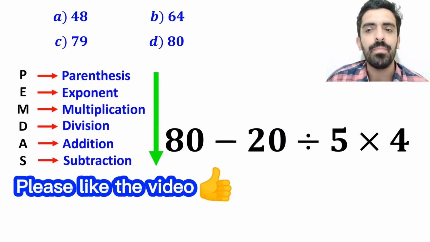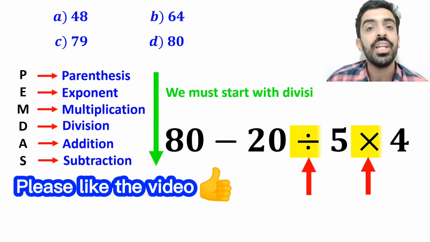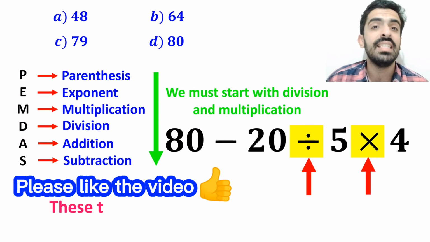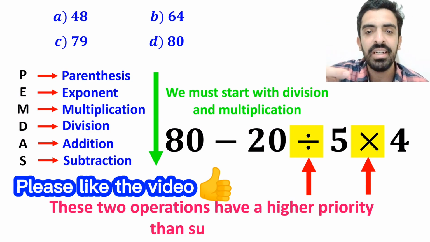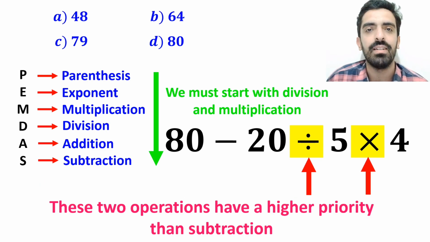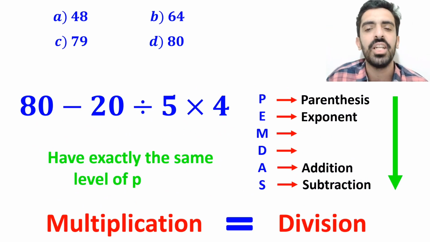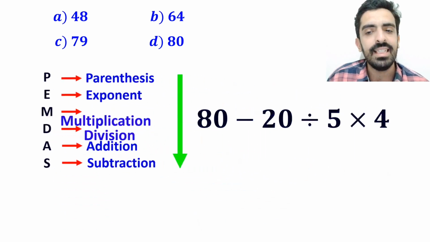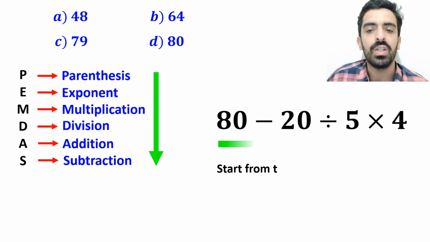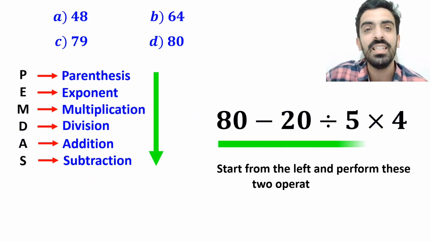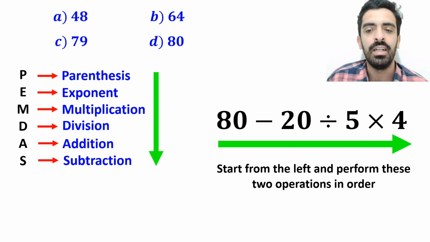Okay, according to the PEMDAS rule, we must start with the division and multiplication, because these two operations have a higher priority than subtraction. However, it's very important to note that multiplication and division have exactly the same level of priority. In this situation, the best approach is to start from the left and perform these two operations in order.